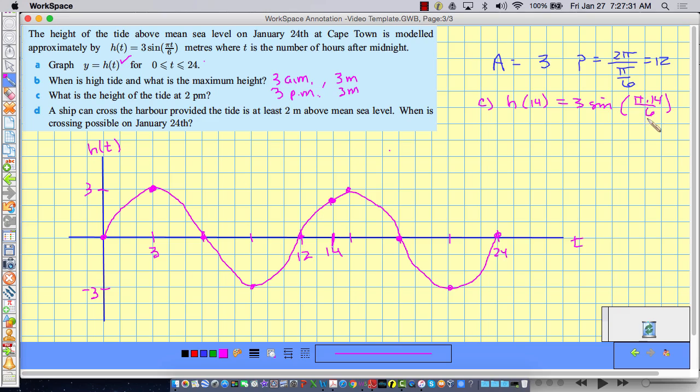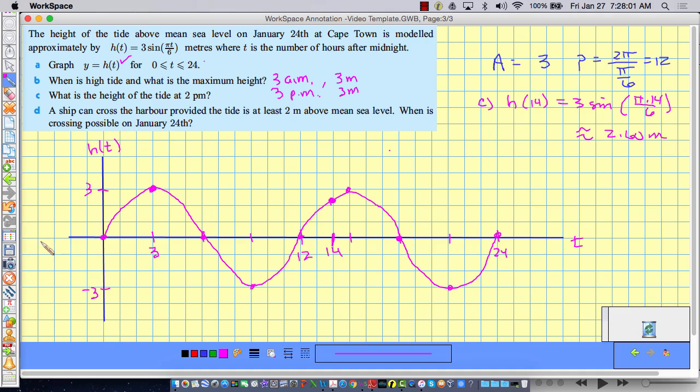And all we would have to do is put that in our calculator. And I will tell you, if you do that, make sure you're in radians first of all. It is approximately equal to 2.60 meters. So the height at 2 p.m. is about 2.6 meters. Okay, so a ship can cross the harbor provided the tide is at least 2 meters above mean sea level. When is crossing possible on January 24th?